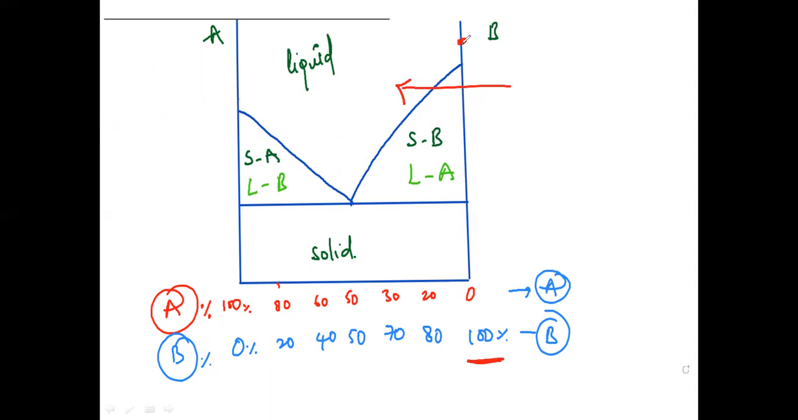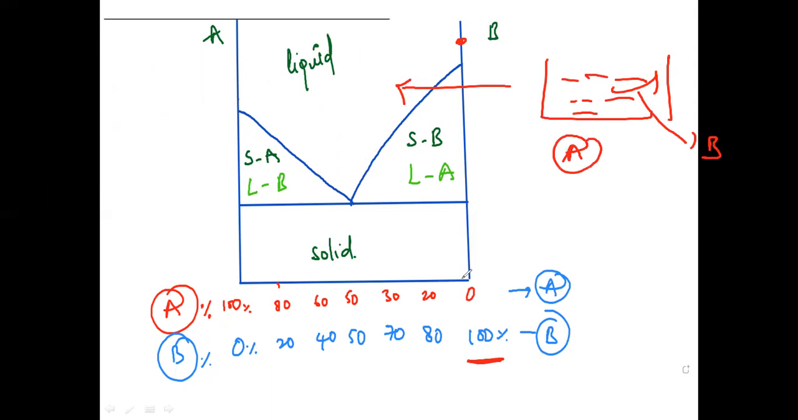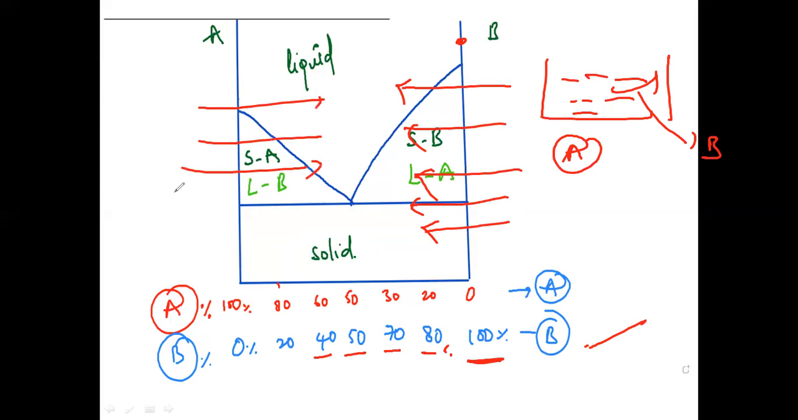Let us take a point here. At that particular point, only liquid will be there, only liquid B. Now when you are adding A, the percentage of B decreases to 80% here, again 70%, again 50%, 40%, from right to left. Here the percentage of B is decreasing, and from left to right, the percentage of A is decreasing.